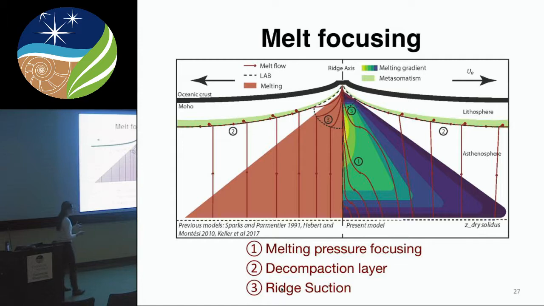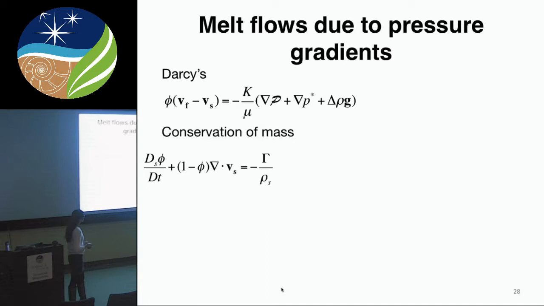So I hope I've convinced you that there's this new focusing mechanism that's not generally being used because it's hard to do two-phase flow modeling. So what we see here is this melting pressure focusing that's deep, and then you have ridge suction close to ridge, and then decompression layer. So it's actually a very straightforward thing as to how this works.